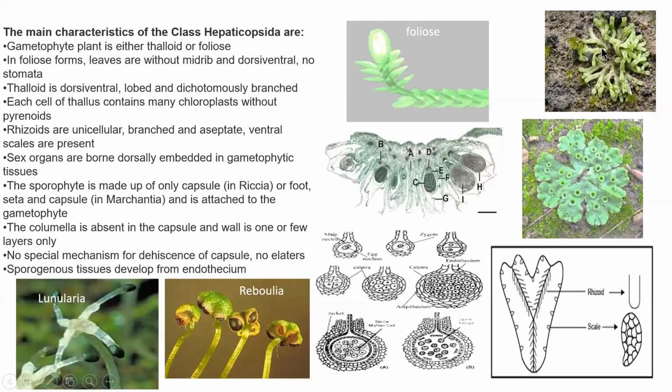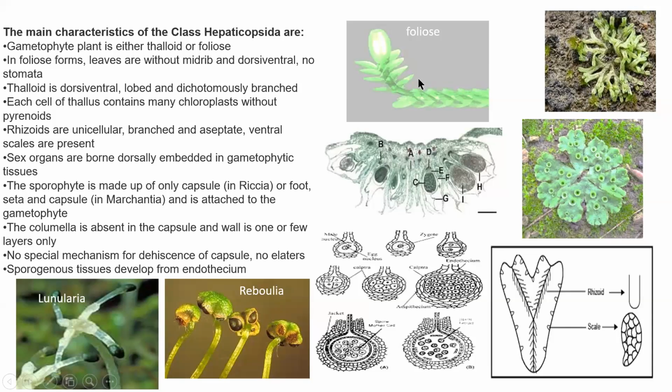Thalloid is just attached to the substratum, and one common feature in thalloid structure is that it is dichotomous. That means the tip is split into two. You can see the dichotomous branching very clearly in the thalloid structures of liverworts. See, the tip is always branching in twos.